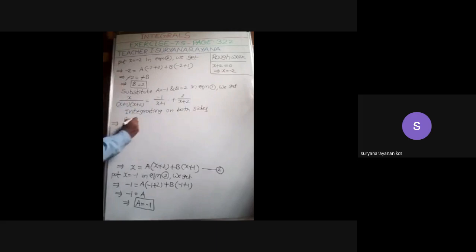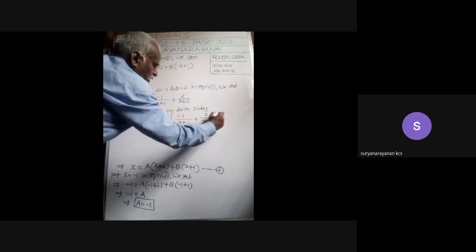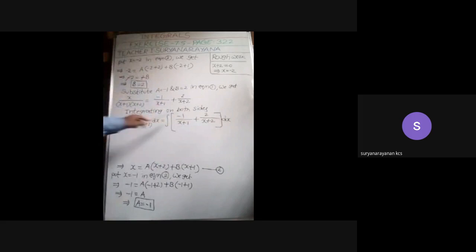Integral x by x plus 1 into x plus 2 dx is equal to integral minus 1 by x plus 1 plus 2 by x plus 2 dx. Okay, my children, we are doing the integration on both sides. Then we get to this step. For this equation, we are integrating on both sides. Okay, my children, understood? Right.